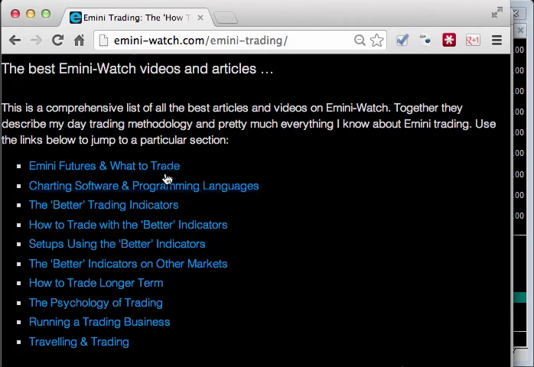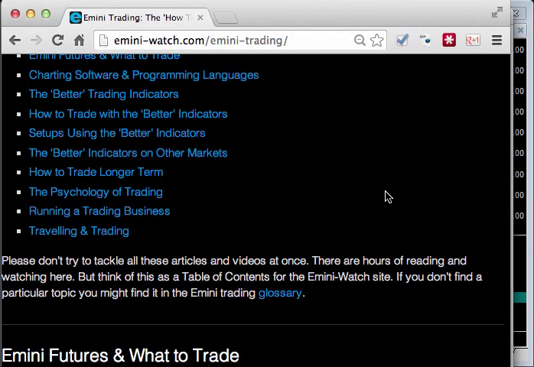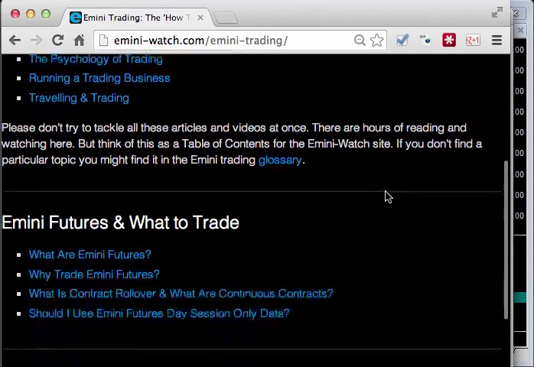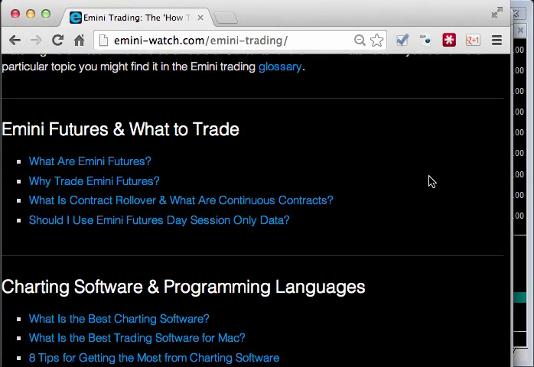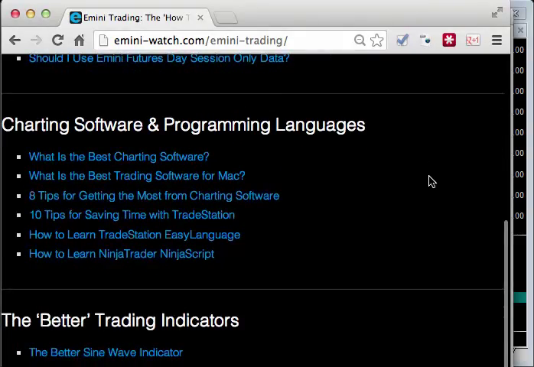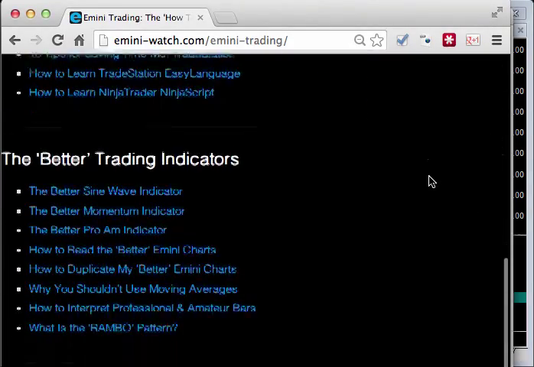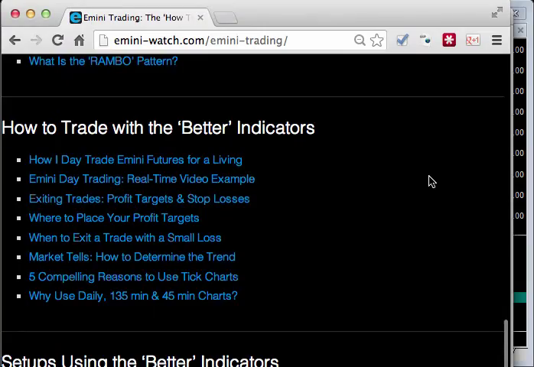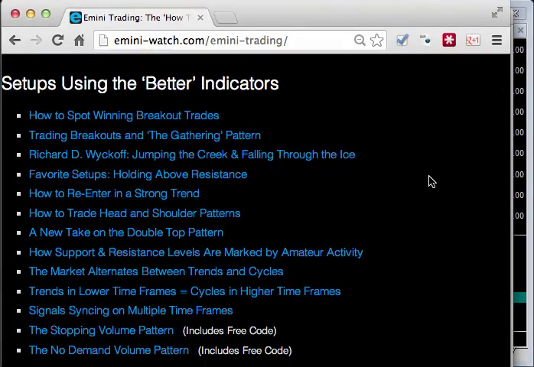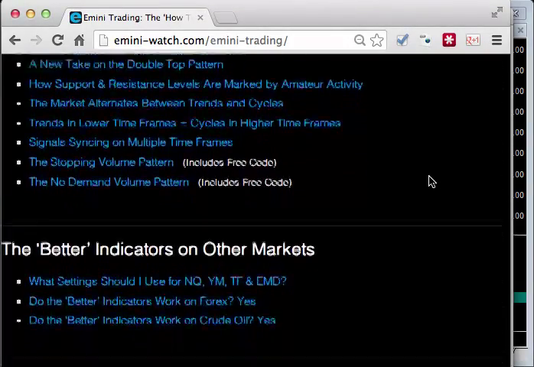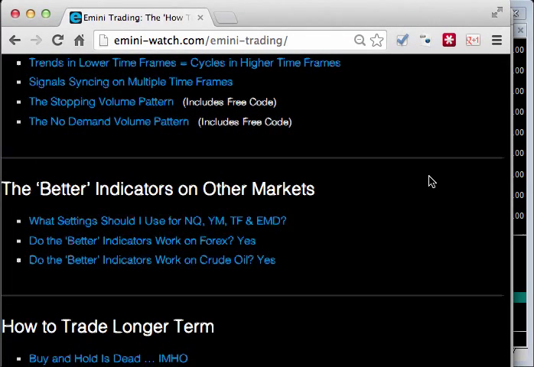All of these articles, I don't know how many there are, there's got to be 60 or 70 links, are listed under these headings. As I say below, don't try and look at them all at once. There's hours of reading and fun watching here, so just take them at your leisure. You can always do a search on the page to find a particular topic you're interested in. Just click on any of these, and it will take you to a feature article or feature video talking about that particular topic.